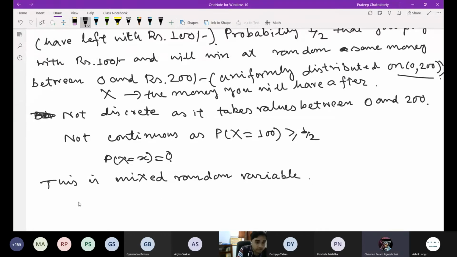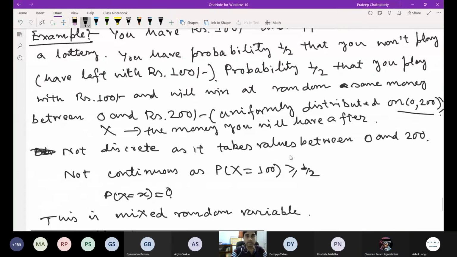So we can write this way. Student: Sir, why is it greater than or equal to half? P(X = 100)... Because if you don't play, the probability is half. If you play, then you can still have some probability that you will get some money there, right?